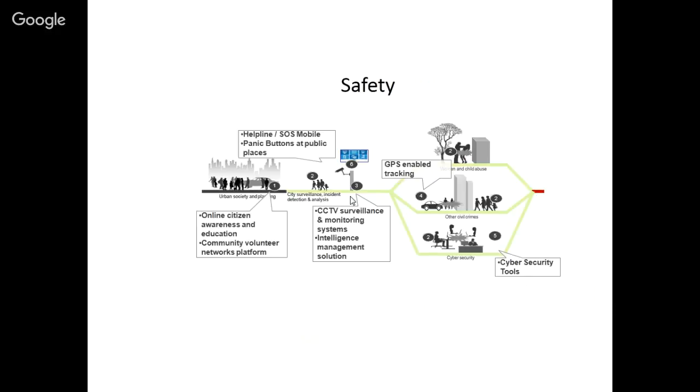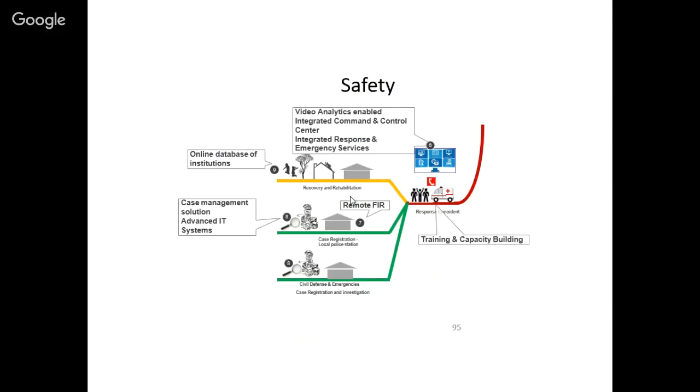So those things should be there for the safety of the citizens of Chandigarh, and that has been done here. Just see the video analysis enabled integrated command and control center, which every city is doing, and an online database of the institutes is also there, and case management with advanced IT solutions. So training and capacity building for the persons related to these, so that it can be managed easily, and the citizen should feel safe that these things have been integrated here in Chandigarh, and the city is much safer and much smarter in that case.